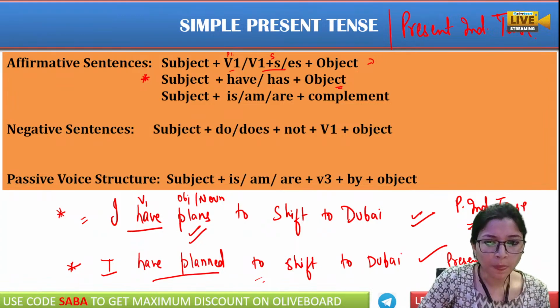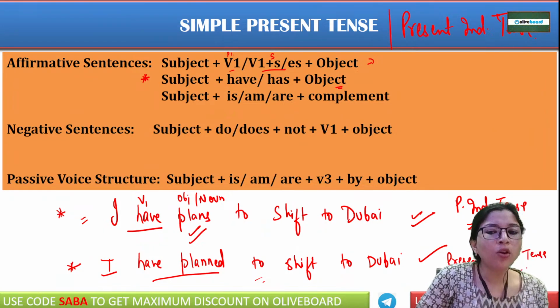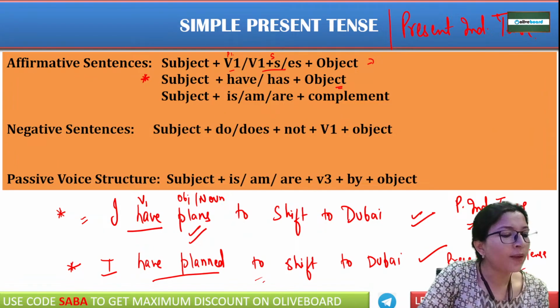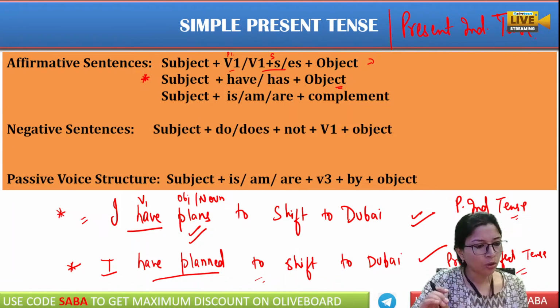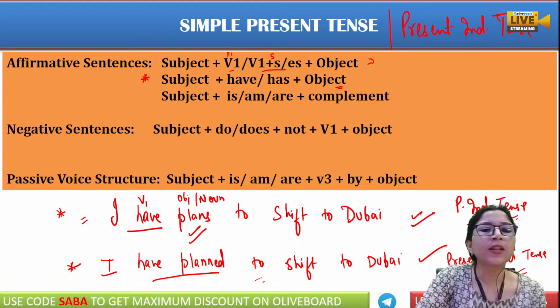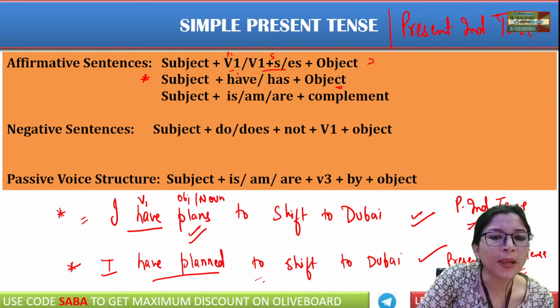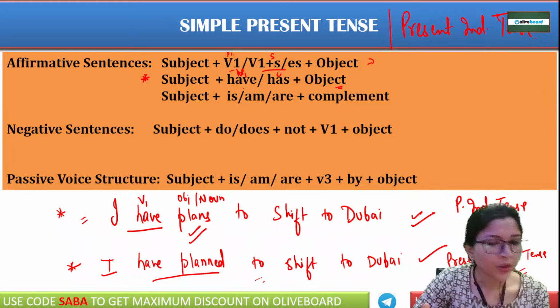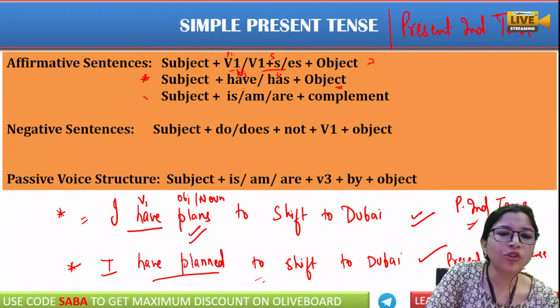Okay. So is this point clear? Did you get the difference? So I simply want to tell you that have can be used in indefinite tenses also, and it is present indefinite tense. Here it is the main verb. It is V1 form and it is V1 plus S/ES form. Clear? Now next, this structure.